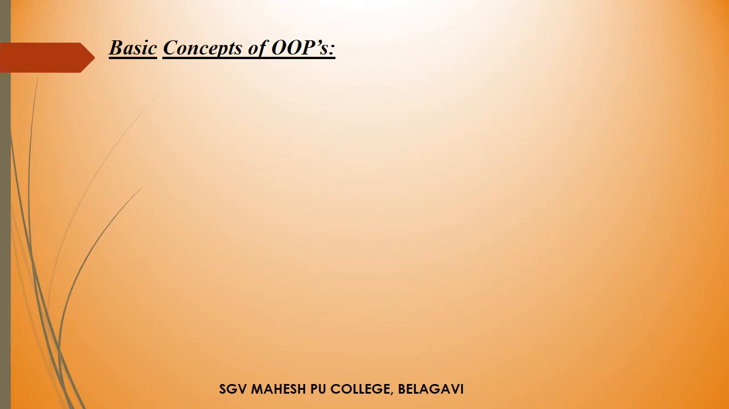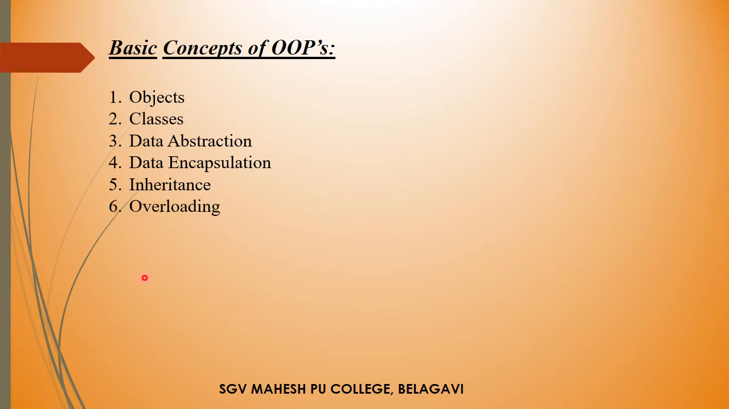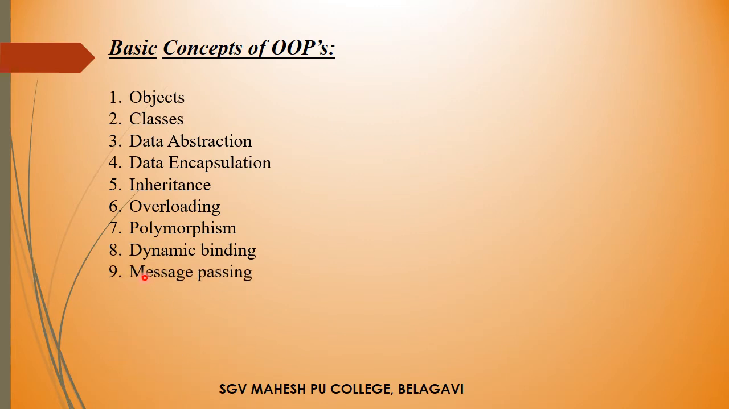Now let's see what the basic concepts of OOPs are. The basic concepts of OOPs are objects, classes, data abstraction, data encapsulation, inheritance, overloading, polymorphism, dynamic binding, and message passing. Let's try understanding what these are one by one.